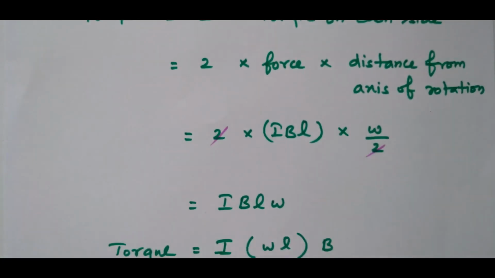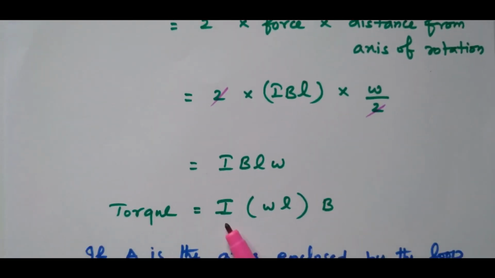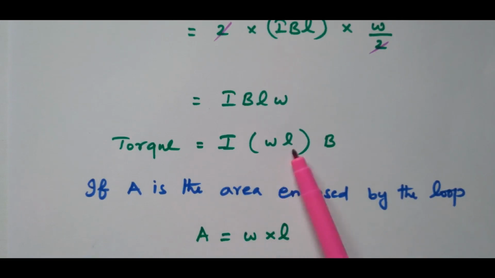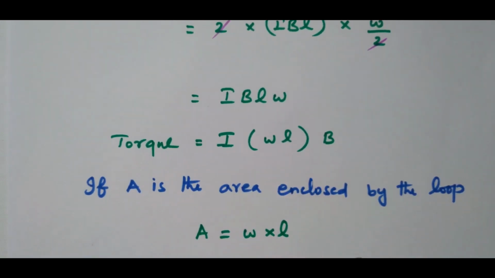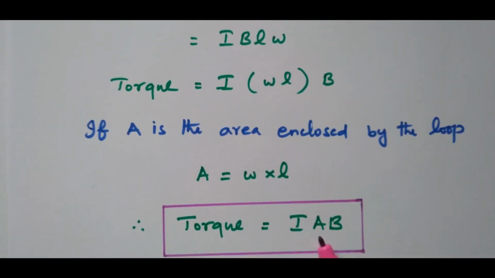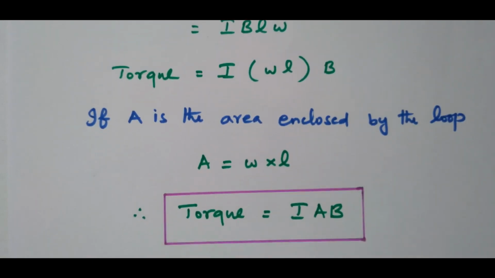So finally what we got? IBLW. That can be written as I into WL into B. What is W into L? Width into length. That is nothing but area. So WL can be replaced. WL is nothing but A. So torque equal to I into A into B. Current, area and magnetic flux density. The torque is defined by these 3 parameters.